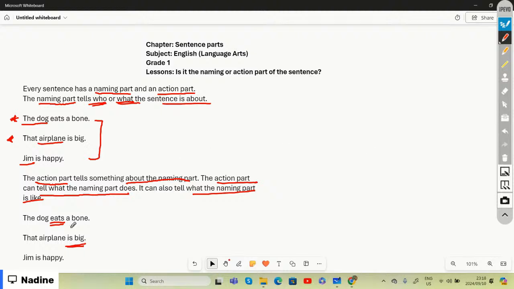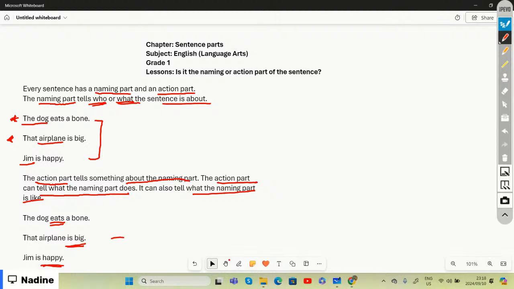Then the next one says Jim is happy. Jim is our naming part. Jim is who or what the sentence is about. But now we need to say what Jim is like or what Jim is doing. They're not telling us what Jim is doing, but they're telling us what Jim is like. Jim is happy, so that is our action part.